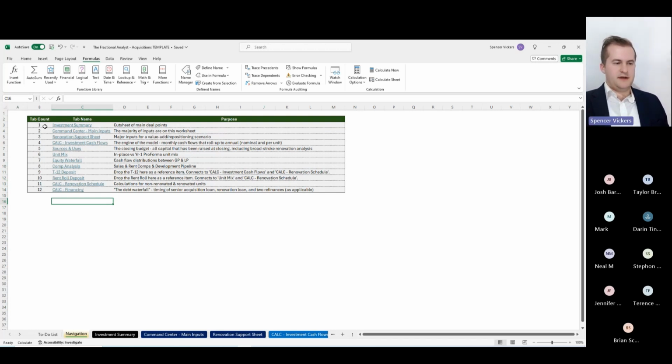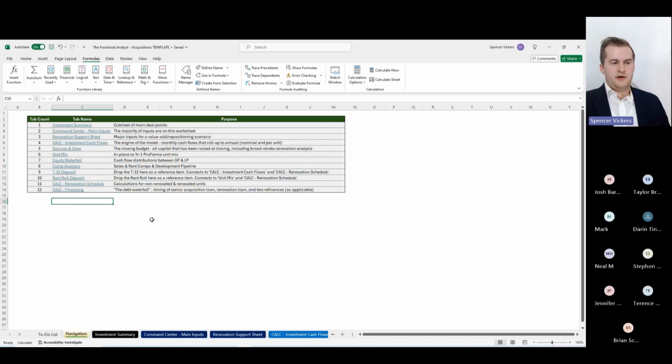So the first tab is an investment summary. It's a cut sheet of the major deal points. It's a 1 to 2 page cut sheet, depending on what aspects you want to use, that gives a really great quantitative and qualitative look at the deal that you can print out and give to your investors or to your lenders. It's good for talking. The command center main inputs is where all of the major operational and financing assumptions are housed. The renovation support sheet, which is tab 3, and the calc renovation schedule, which is tab 11.